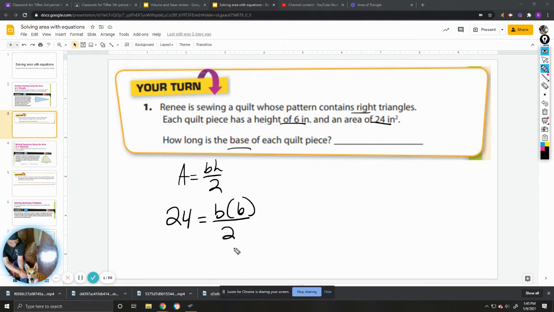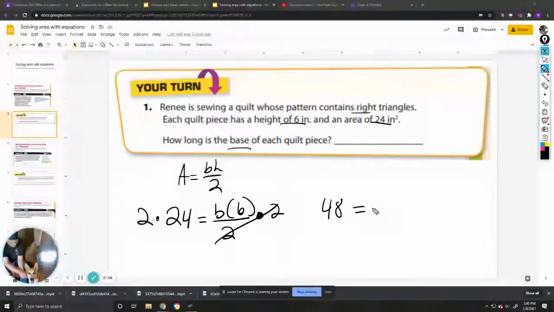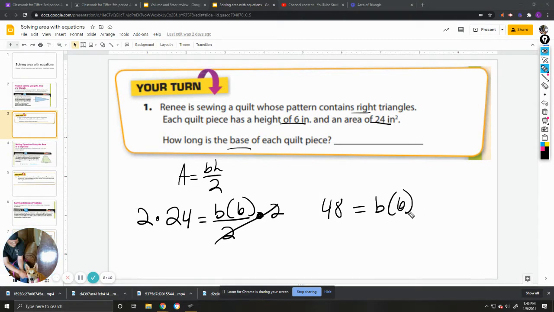So we're going to have to get rid of this being divided by 2, and you're going to do the opposite and multiply 2 to both sides. So these cancel out. 2 times 24 is 48. Now you have 48 equals B times 6. That 6 is being multiplied, so you're going to do the opposite and divide it. 48 divided by 6 is 8. So the base of this quilt piece is 8 inches.